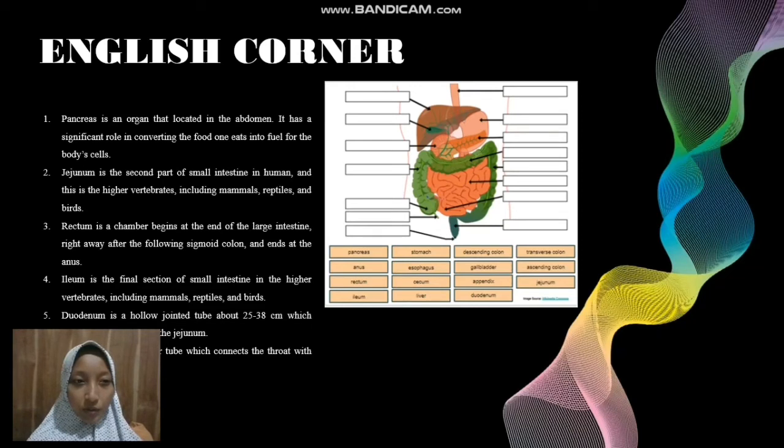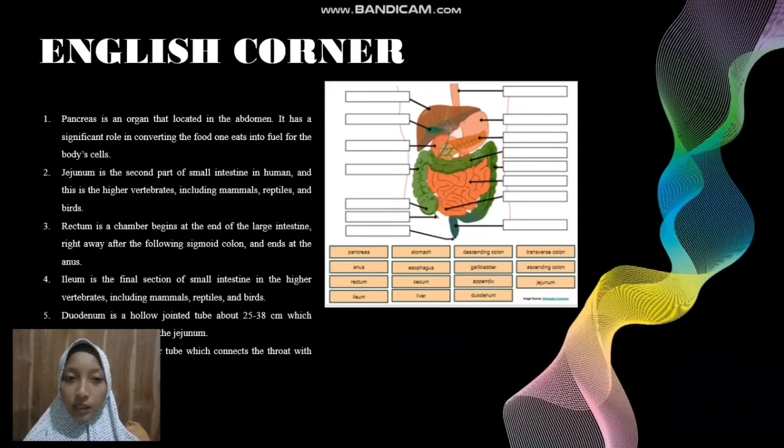So the first is pancreas. It's an organ that located in the abdomen. It has a significant role in converting the food one eats into fuel for the body cell. So pankreas ini itu adalah organ yang terletak di perut, dan ini itu memiliki peran penting dalam mengubah makanan yang dimakan seorang menjadi bahan bakar untuk sel-sel tubuh.